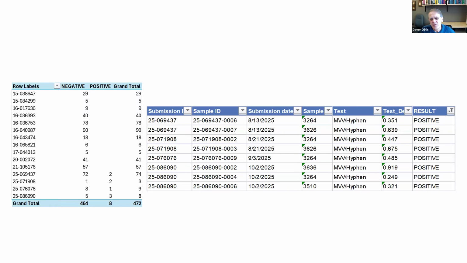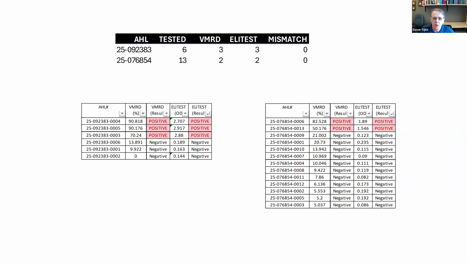And there were no submissions between 2021 and 2025 that I could identify, but since 2025 there was a small number of reactors, and clearly there was this one code, 3264, which tested positive 4 times in a period of 4 months. These are all still on the weaker side of ODs for the ELITest, but these ones were all negative by VMRD.